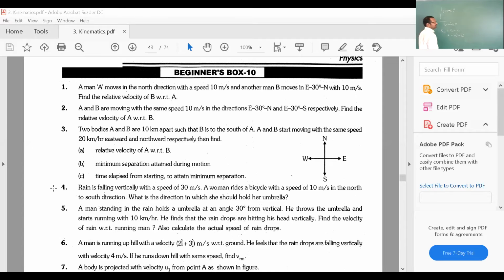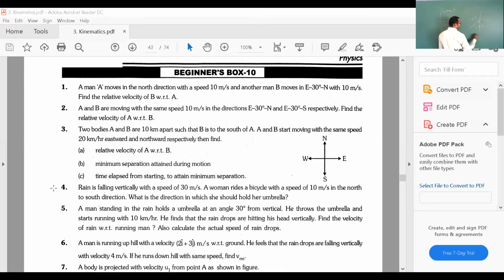Construct a triangle for this. So in this direction 30, in this direction 10. So your result should be like this. With the vertical, this is angle theta. Okay, this is 10, which means this is also 10.